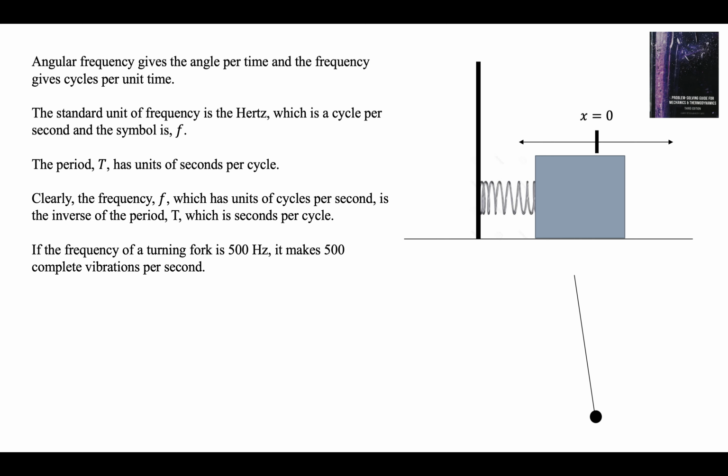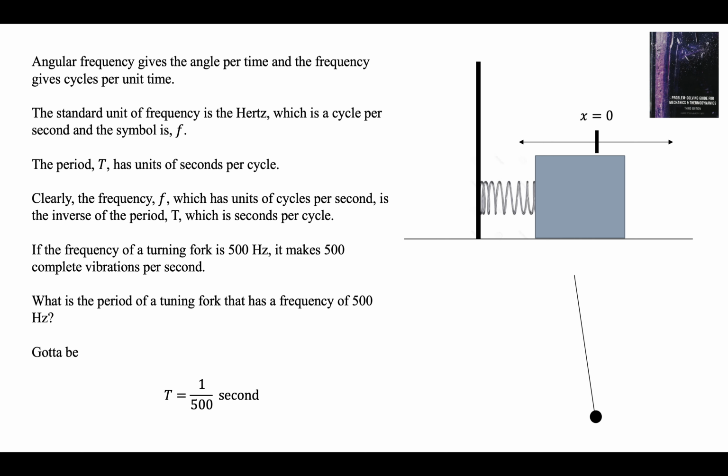So, let's think about a tuning fork. It's got a frequency of 5,000 hertz. If it has a frequency of 5,000 hertz, it makes 5,000 complete vibrations every second. That's what a hertz is. What's the period of a tuning fork that has a frequency of 5,000 hertz? It's got to be 1/500th of a second. If it goes back and forth 500 times every second, each vibration has to take 1/500th of a second, right? Makes sense.